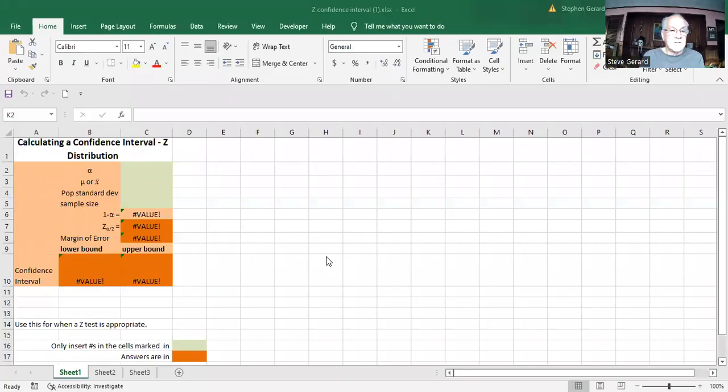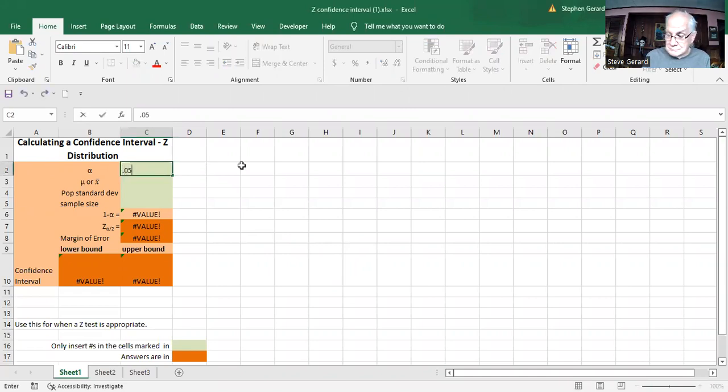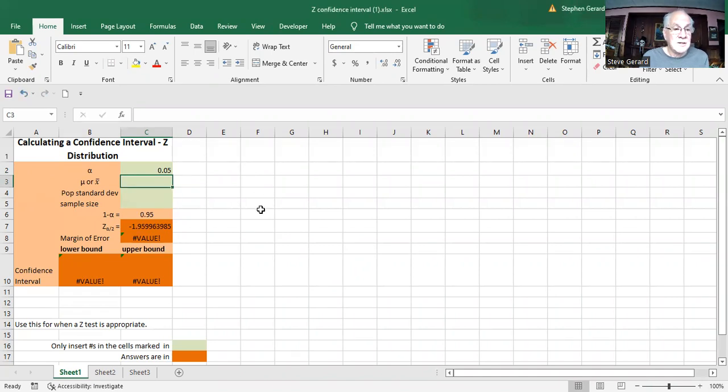Okay. So I'm looking at a worksheet here that is the confidence interval for Z distribution. And this is with means as opposed to proportions. What's my alpha? 0.05. One of the things down here says 1 minus alpha is 0.95. It's giving you that stuff. The sample size is 9. Population standard deviation is 0.7.